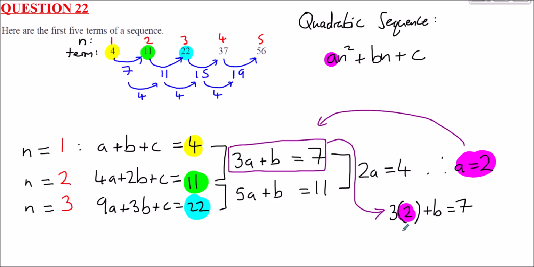Well, 3 times 2 is 6, so 6 plus B is 7. 6 add what gives us 7? It has to be 1, doesn't it? Because 6 plus 1 works. So therefore B has to be equal to 1.